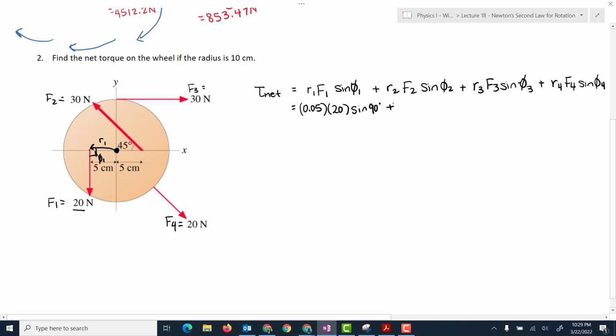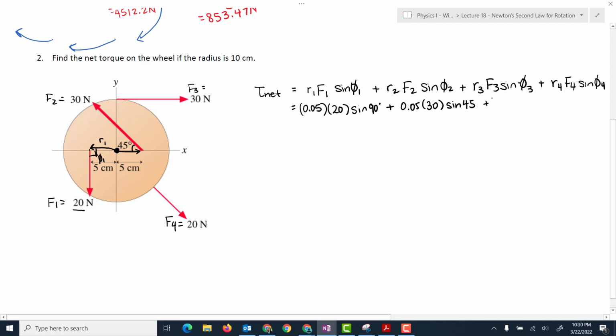Plus R2. R2 is the distance from the axis of rotation to where F2 is applied. That's this distance, also 5 centimeters, which in meters would be 0.05, times the magnitude of F2, which is 30 newtons, times sine of angle 2. The angle here is 45 degrees, so I'm going to write 45.